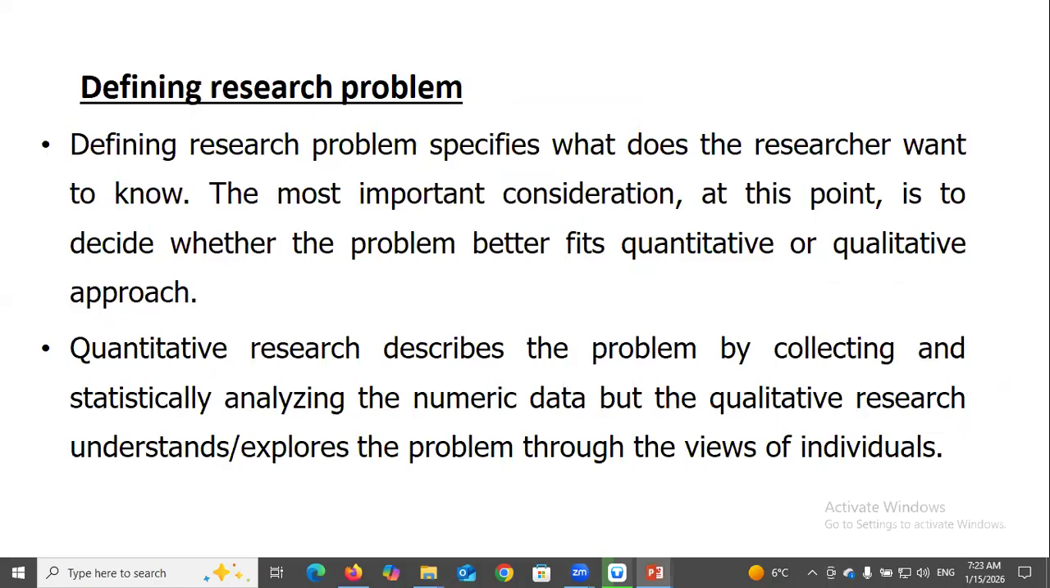Defining the research problem. Defining the research problem specifies what the researcher wants to know. The most important consideration at this point is to decide whether the problem better fits a quantitative or qualitative approach. Quantitative research describes the problem by collecting and statistically analyzing numeric data, but qualitative research understands and explores the problem through the views of individuals.